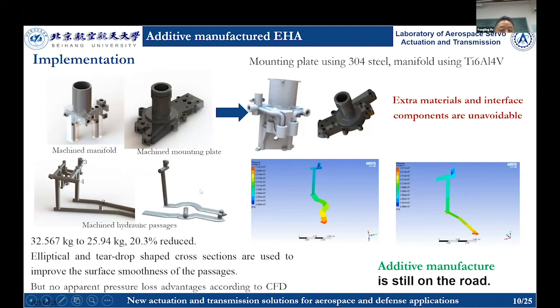And the passage shape could also be studied like this. Elliptical and teardrop shapes are used, but there are no apparent pressure loss advantages according to CFD.